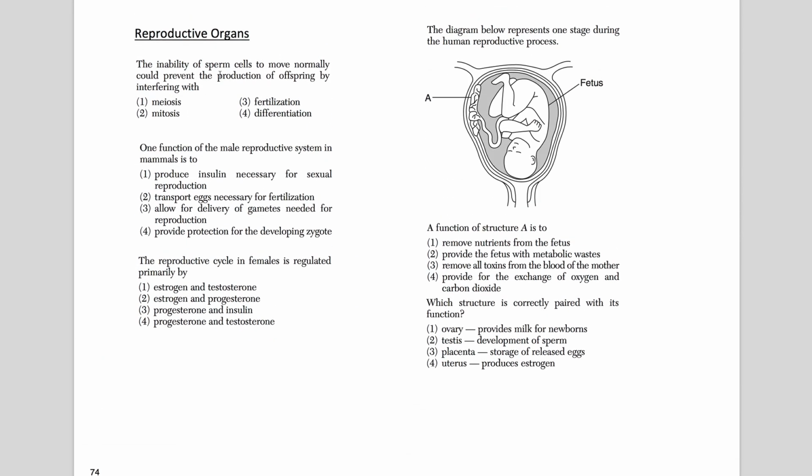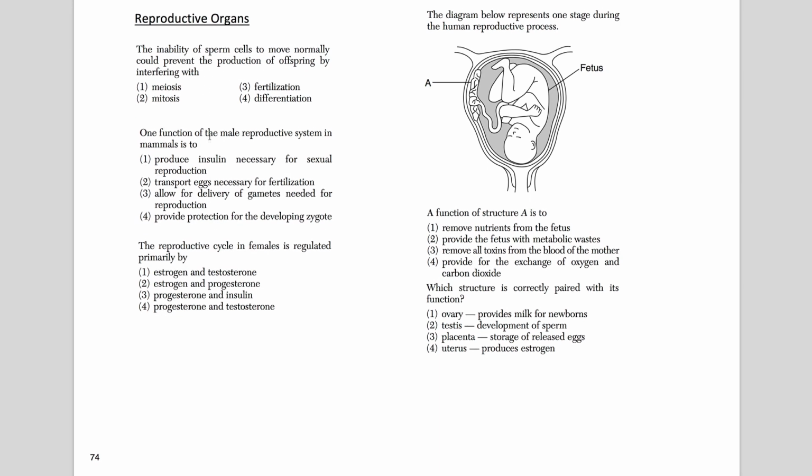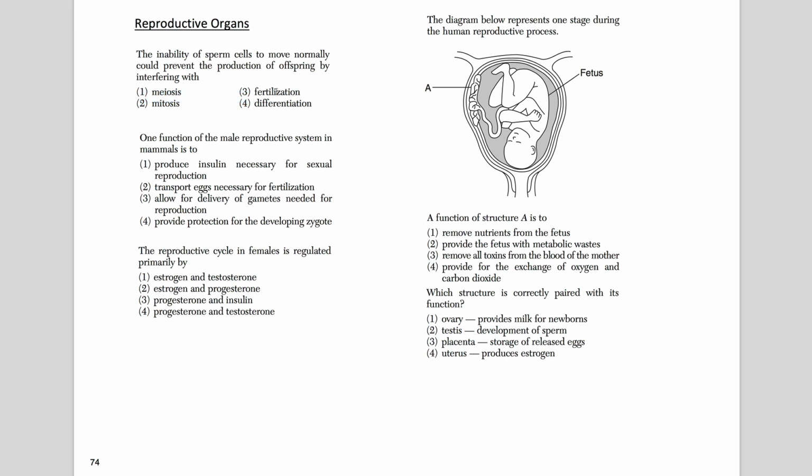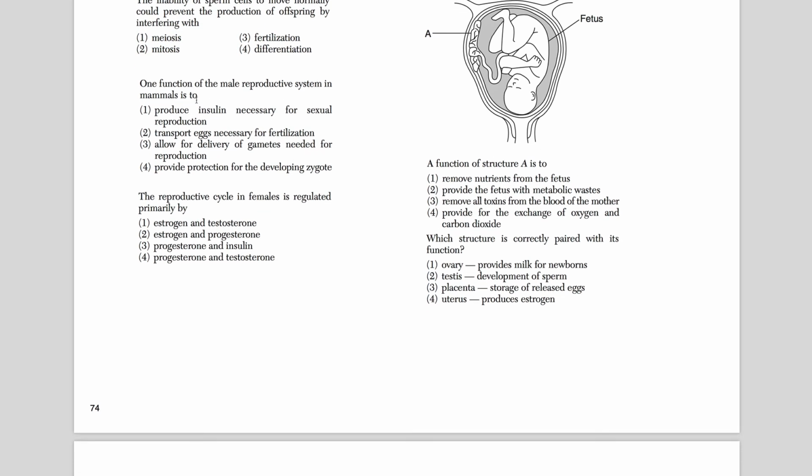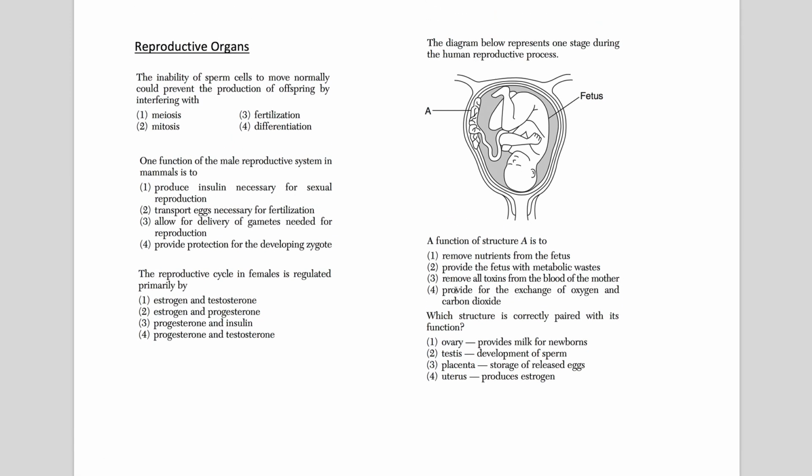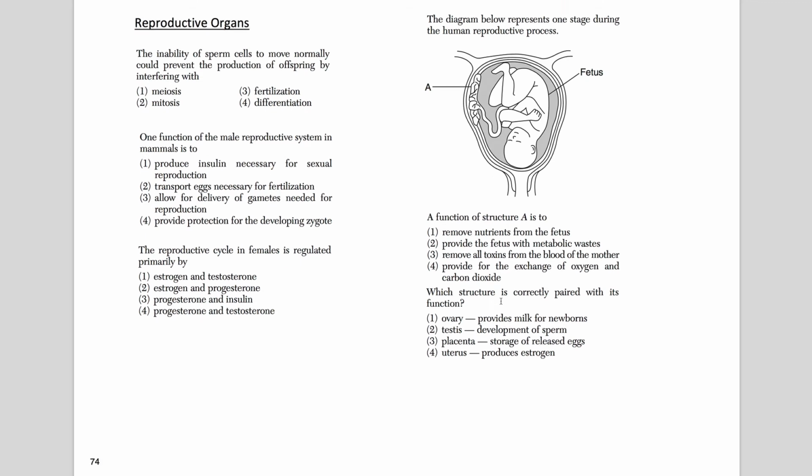All right, so let's go through the answers. Very detailed. The inability of sperm to move could interfere with meiosis, right? No, fertilization. Oh, fertilization. Good point. You're right. It's not going to fertilize the egg. Okay. One function of the male reproductive system in mammals is to allow for the delivery of gametes. The reproductive cycle in females is regulated by estrogen and yeah.